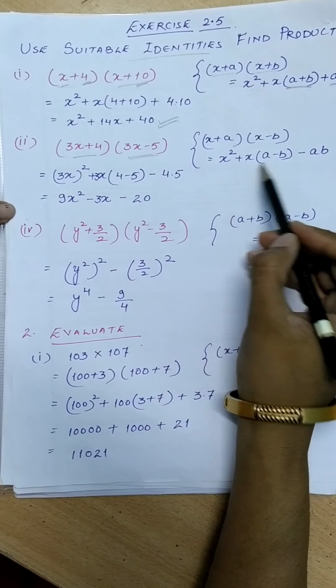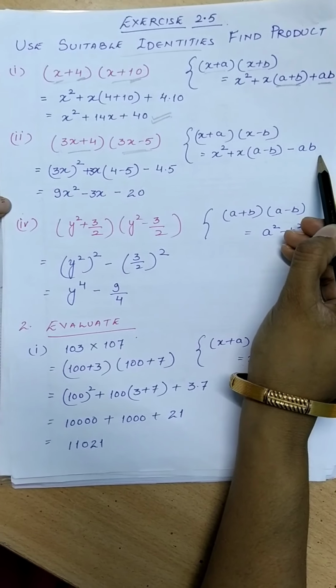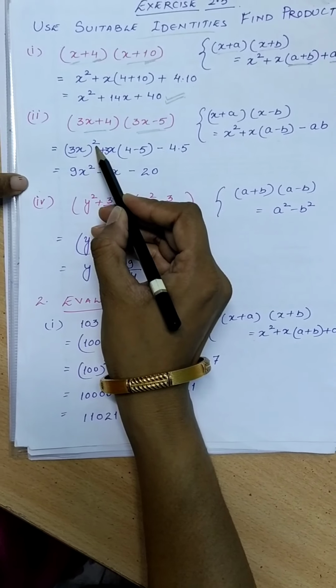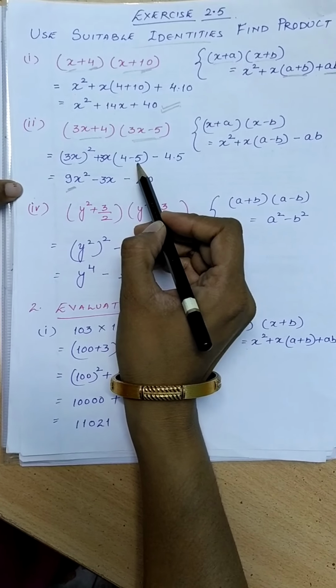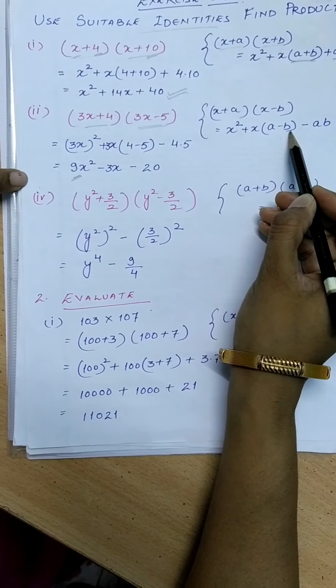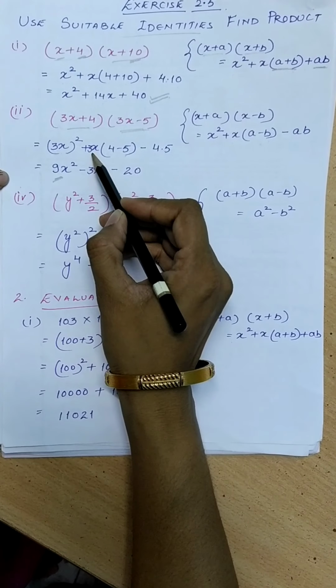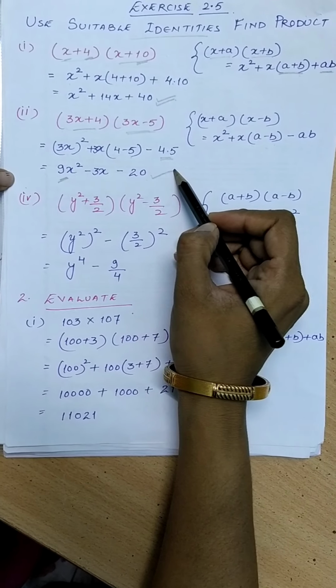So we'll use this identity: x square plus x(a minus b) minus ab. Okay, so x square means 3x whole square, that is 9x square. Then 3x in bracket 4 minus 5, because a minus b is here. So 4 minus 5 is minus 1. So minus 1 multiplied by 3x is minus 3x, and 4 into 5, 20. So this is the answer.